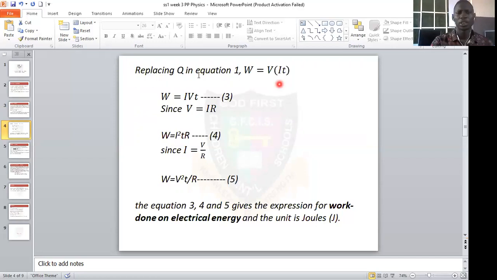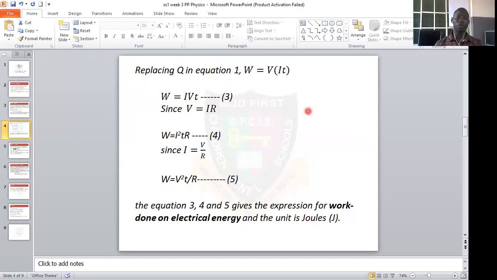So in this case, you have W equals IVT. This is an expression for work done, or electrical energy. In case you are given a question to calculate the work done or the electrical energy, and you are given the current, the potential difference, and the time, it is very, very easy. Just insert that information in this formula, that is W equals IVT. But further, we can have another expression.